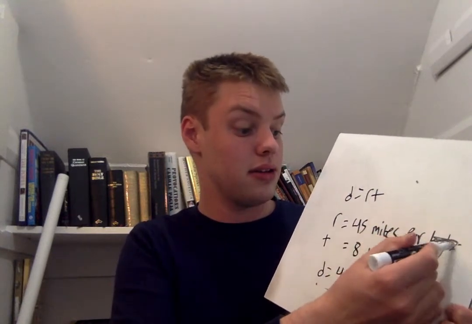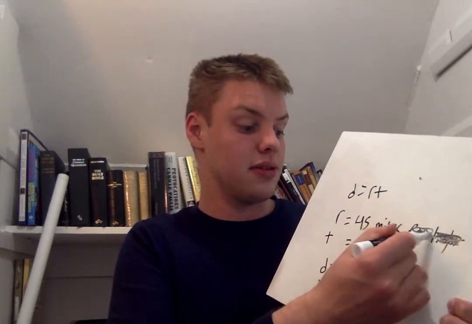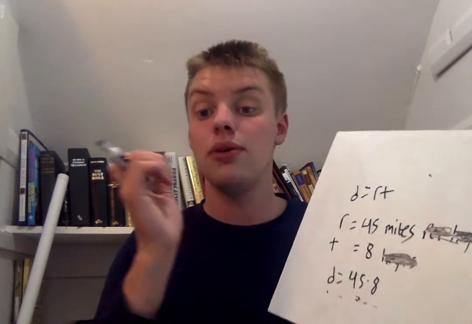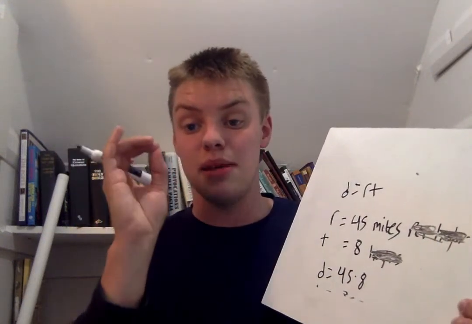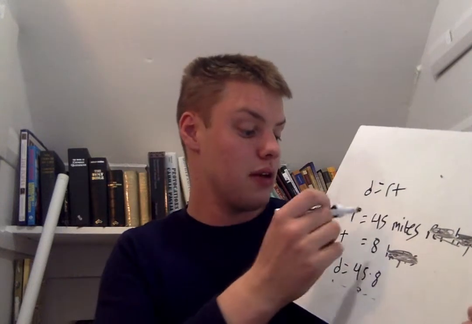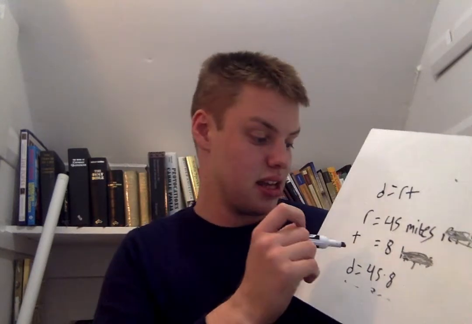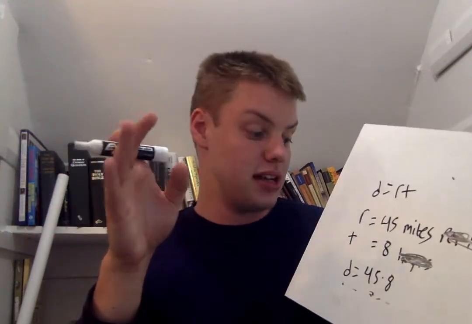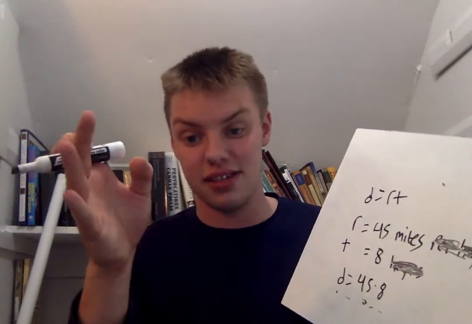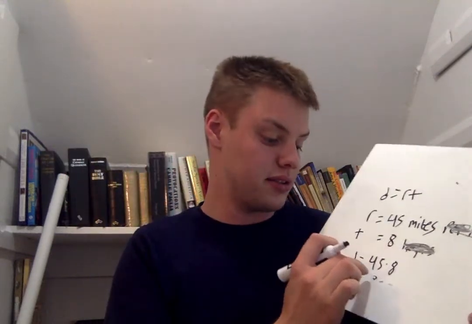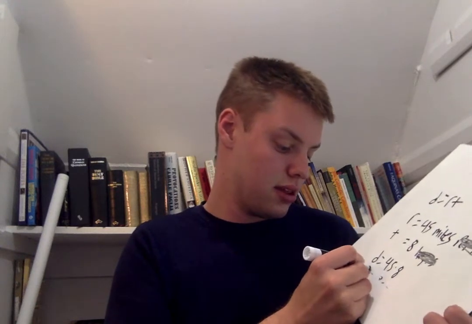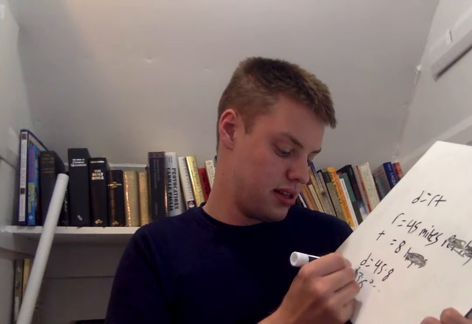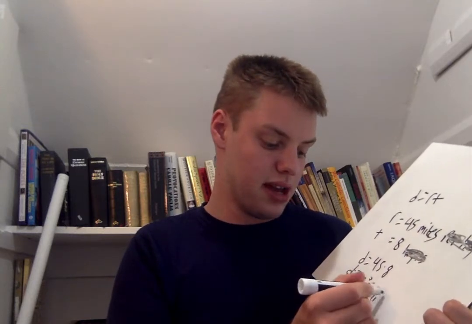And then we're just left with miles. Get rid of that per too. Therefore, we know the answer. The unit has to be miles for that answer. All right, so 45 times 8. You can do your long form multiplication, but 45 times 8 is 360. So d is 360 miles.